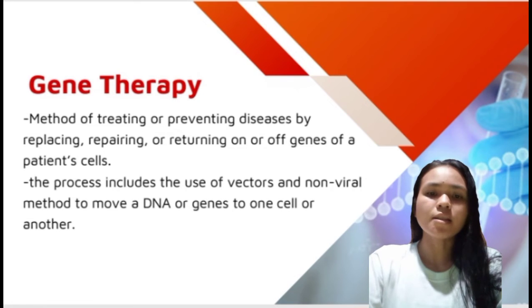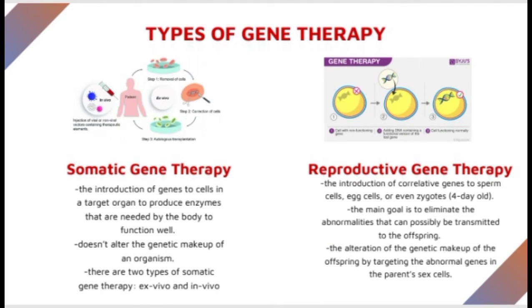Let's proceed to the types of gene therapy. First is somatic gene therapy. Somatic gene therapy is the introduction of genes to cells in a target organ to reproduce enzymes that are needed by the body to function well. It doesn't alter the genetic makeup of an organism. Also, somatic gene therapy has two types, the ex vivo and in vivo.